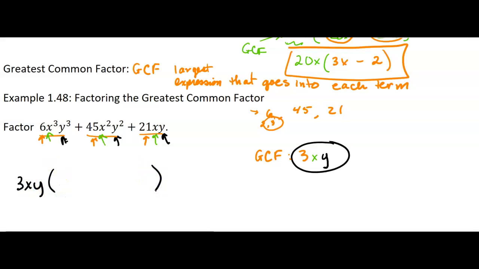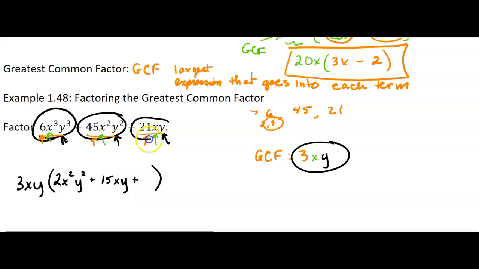Now, I don't usually write out the division part. I just think about, okay, here is the first term. If I divided that by 3, that would leave me a 2. And if I took an x out, I'd have an x squared. If I took a y out, I'd have a y squared. Plus, and then I go to the next term. Well, if I divide by 3, that gives me 15. If I took an x out, I'd have an x left. If I took a y out, I'd have a y left.